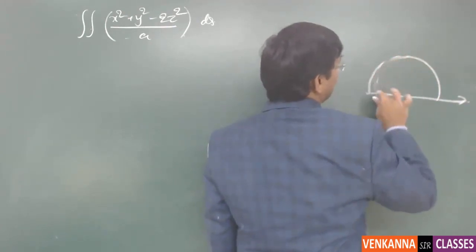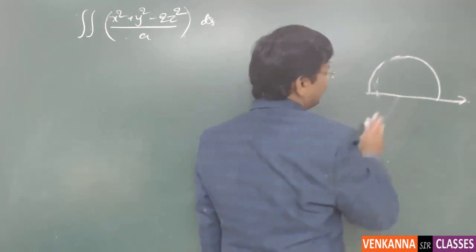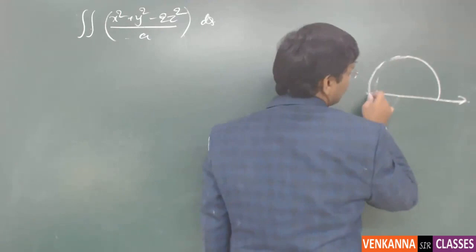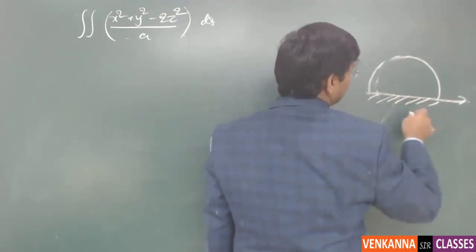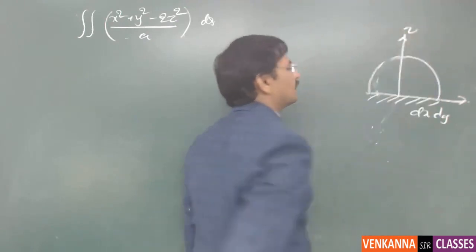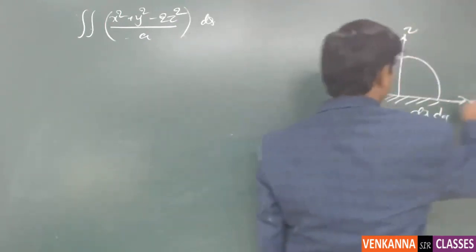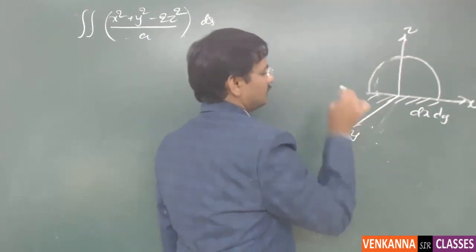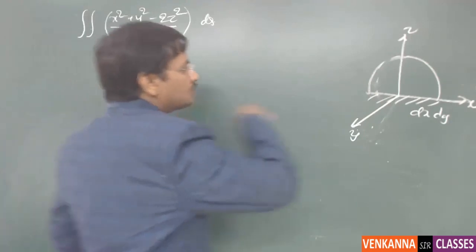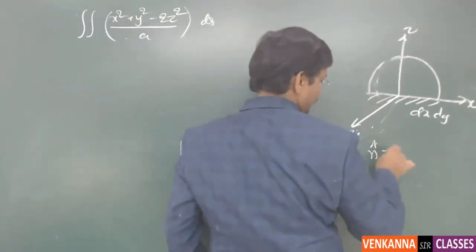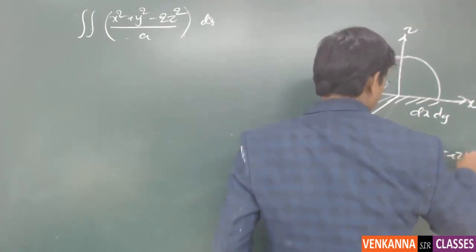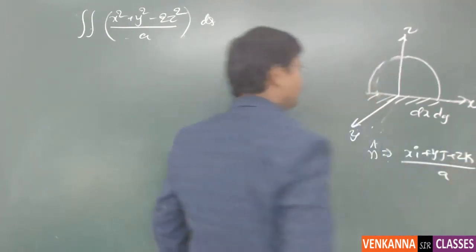So this is the surface area. Now this surface area needs to be projected onto the xy plane. So this is the xy plane, and for this you need to project the surface. So this is dx dy. This is the z axis, this is the x axis, then this is the y axis. Now on the projected surface, n cap is coming out to be (xi plus yj plus zk) divided by a. So this is the n cap.